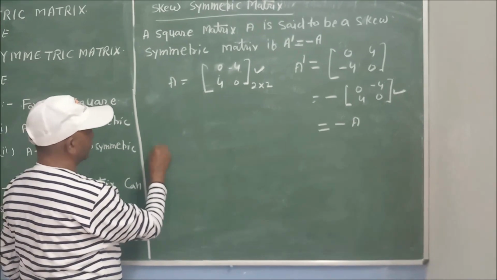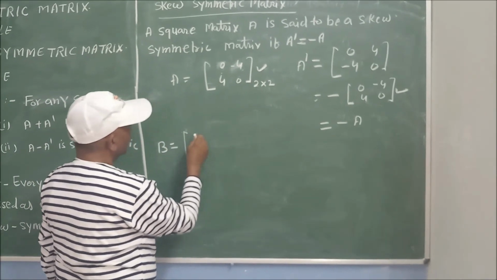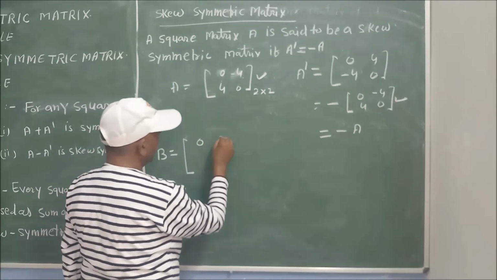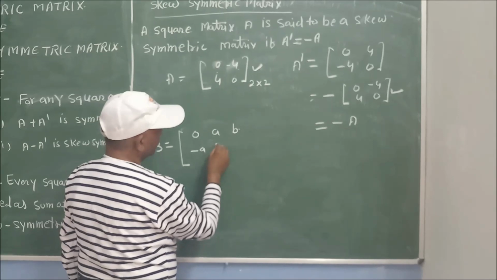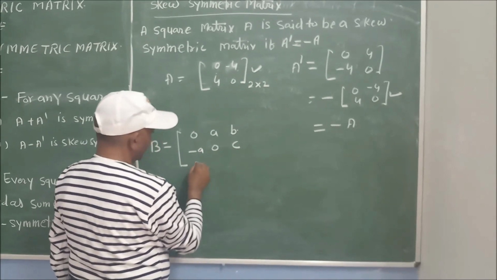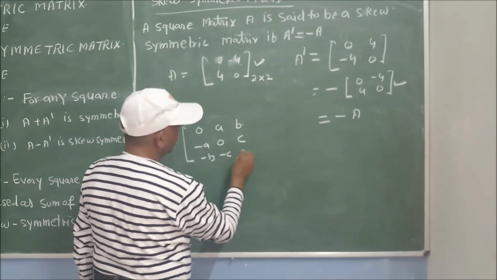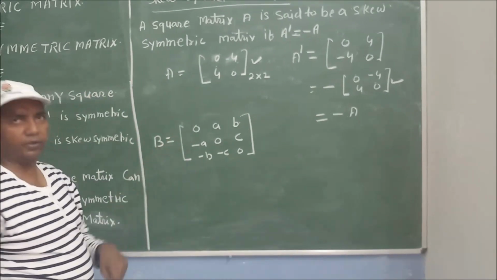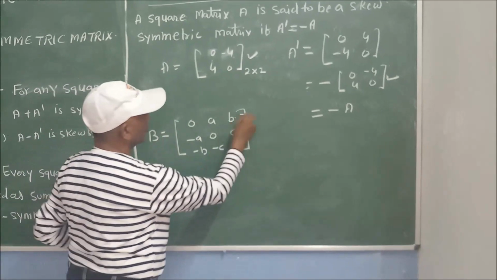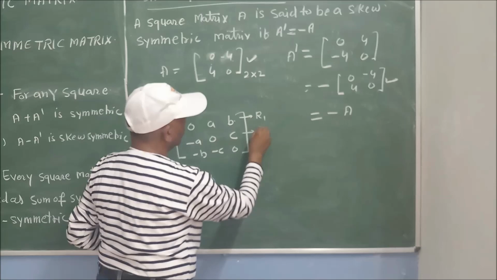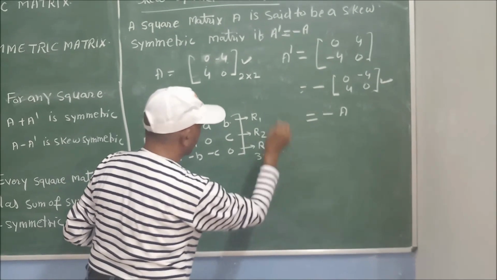Again, come to the next example. Suppose a matrix B and its elements are 0, a, b, minus a, 0, c, minus b, minus c, 0. This is a matrix B. So what is the matrix of B transpose? So this is your R1, here is R2 and this is your R3. This is a square matrix of order 3 cross 3.